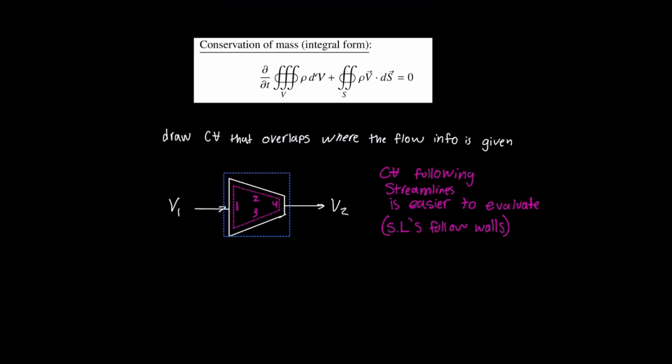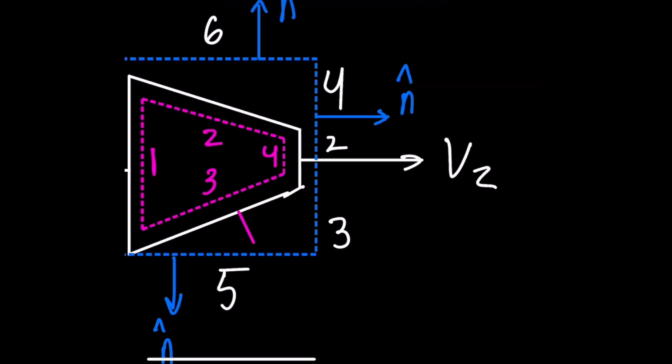So we've got surface 1, 2, 3, and 4 for the pink one, and then surface 1, 2, 3, 4, 5, and 6. And the reason why 2, 3, and 4 are different surfaces is because the pressure at 2 is different than 3 and 4. And then I'm drawing all the normal vectors perpendicular to the surface of the blue control volume. And then this is a normal vector perpendicular to the surface of the purple or the pink control volume.